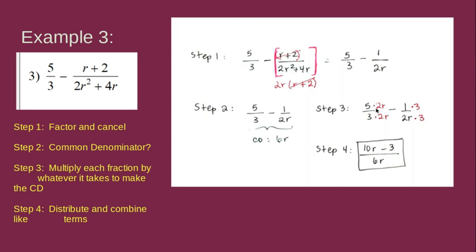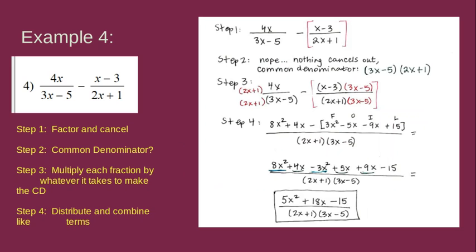Step 3, level it out, 10r over 6r minus 3 over 6r. See what I did there? I just multiplied by whatever I needed to in order to make that denominator a 6r in each separate fraction. All right, step 4, distribute. Combine like terms. Do what you got to do. 10r minus 3 all over 6r.